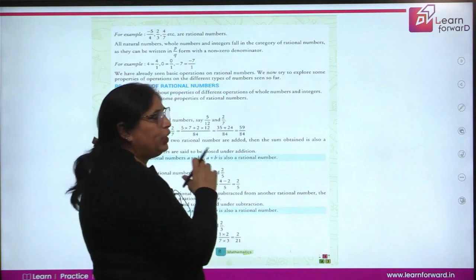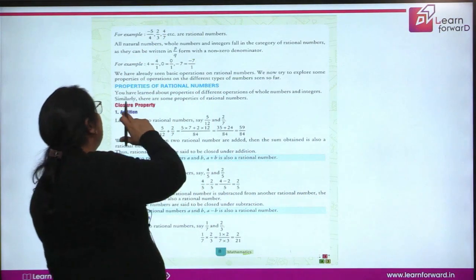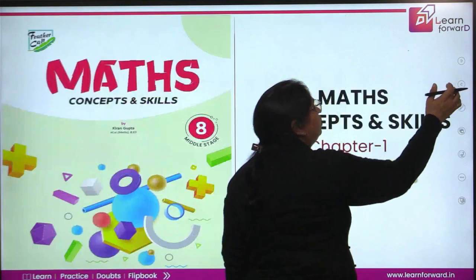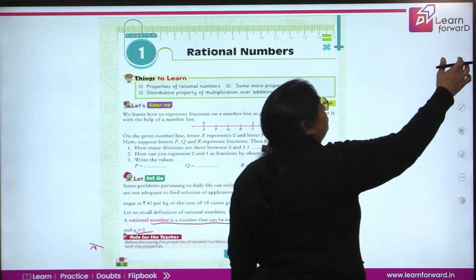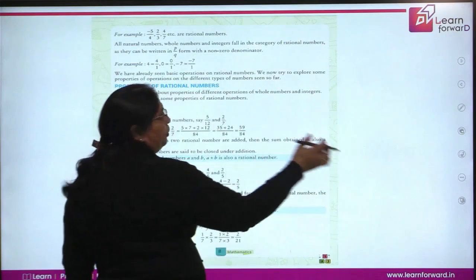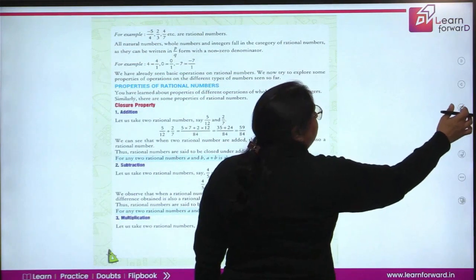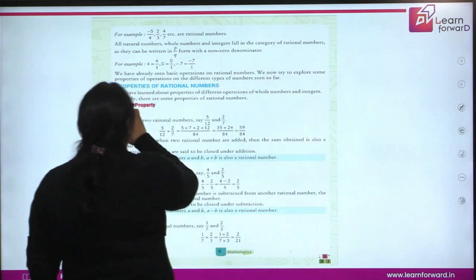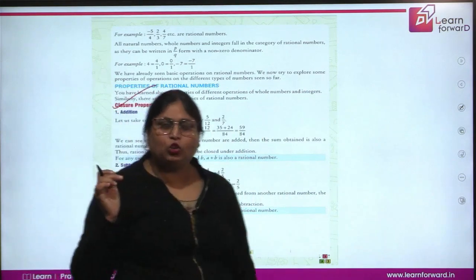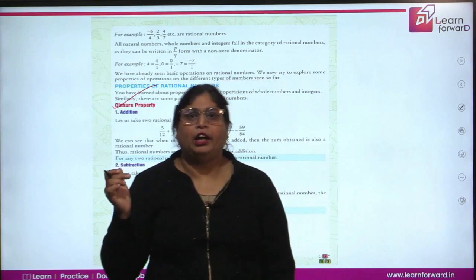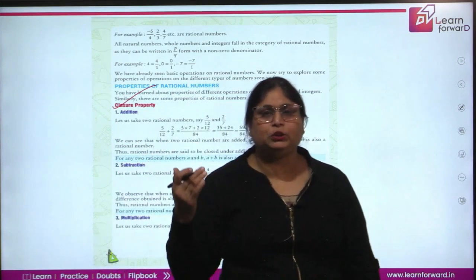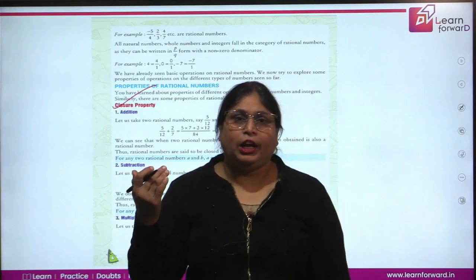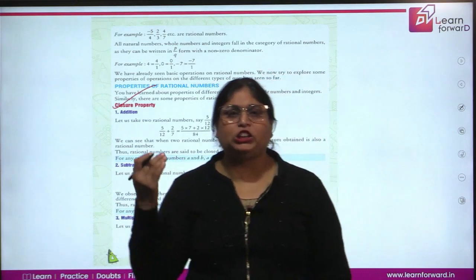So, the properties of the rational numbers, as we have seen. The first property is the closure property of a rational number. So, what is the closure property of a rational number and what are the operations on which these properties are used? 4 operations we are using: addition, subtraction, multiplication and division.